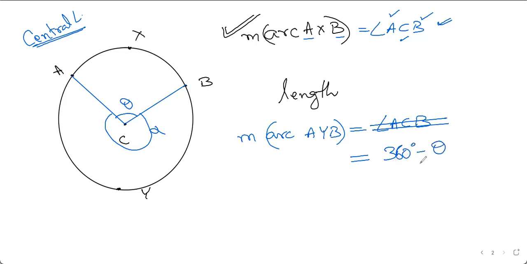Why did we write 360 degree? Because the total angle of a circle is 360 degree. So if this angle is theta, this is 360 degree minus theta. So the minor arc is just measured with its central angle. The major arc is also measured with its central angle, but it is difficult to write the name of that angle. So we measure it with respect to its minor arc: 360 degree minus the measure of the minor arc.